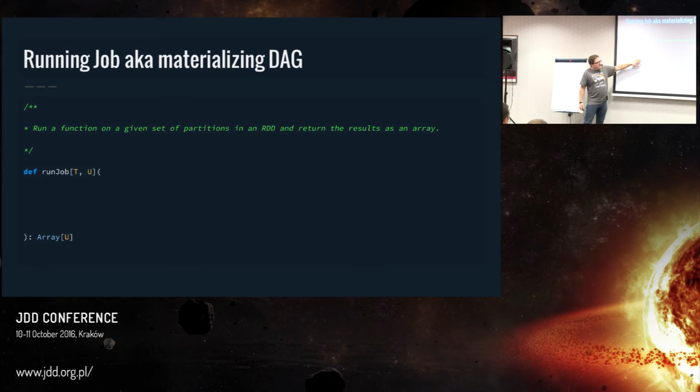The first parameter is the RDD itself. We want to run a job on some RDD, so you have to provide the reference to that RDD. The next one is a function that takes an iterator of your type T, where T is the type of the RDD, and gives you some value U. And the overall return value of runJob is an array of U. So what that really means is that for the given RDD that you provide, Spark will take each partition.